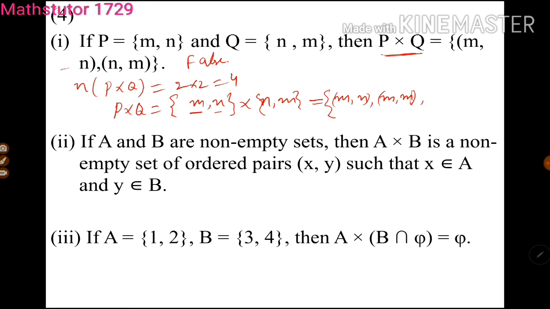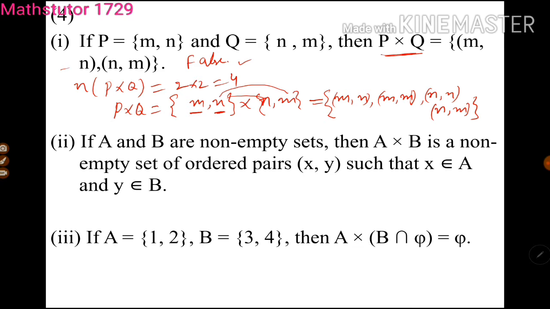Now fix the element N in the set P and make the ordered pairs with the elements in set Q. N associated with N and N associated with M. So this is the required set P cross Q, so the given statement is false.